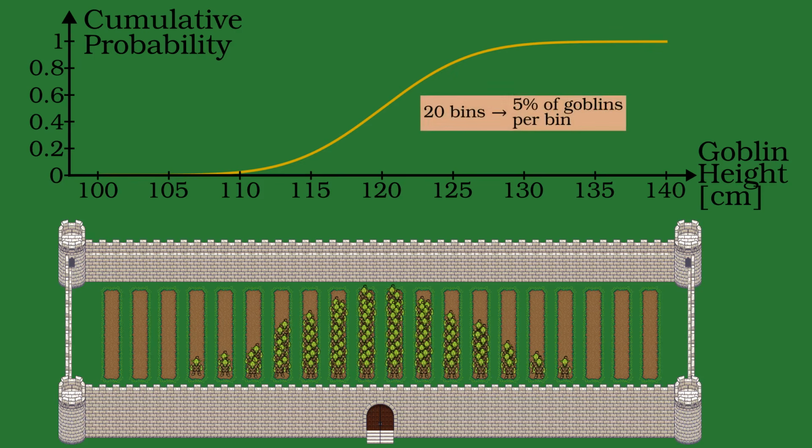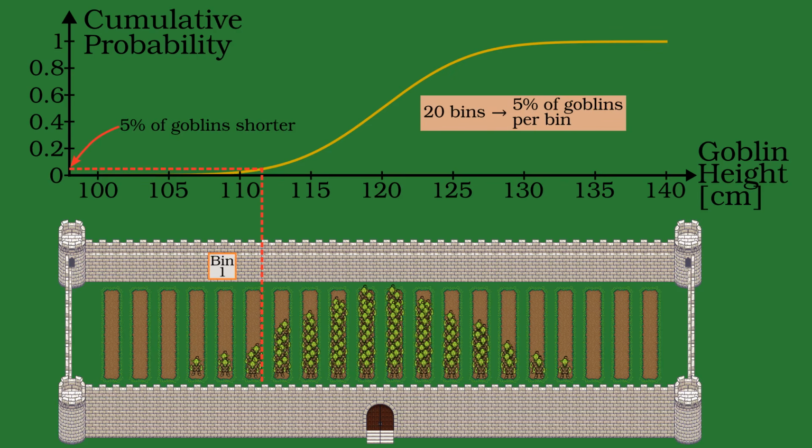Suppose that, as before, we want 20 bins. Each one must now have an equal probability, so 1/20 or 5%. In other words, if we had a large number of goblins in the castle courtyard, we want 5% of them to go into a particular bin based on their height. Remember what the cumulative distribution represents. There's a particular height that 5% of the goblins are at or below.